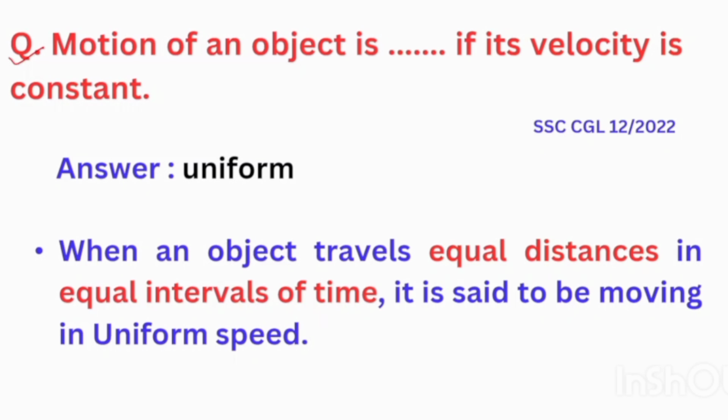Next is, motion of an object is dash if its velocity is constant. Answer is uniform. Let's understand the definition of a uniform motion. When an object travels equal distances in equal intervals of time, it is said to be moving with uniform speed. For example, motion of the blades of a ceiling fan. Okay. Let's see the next question.